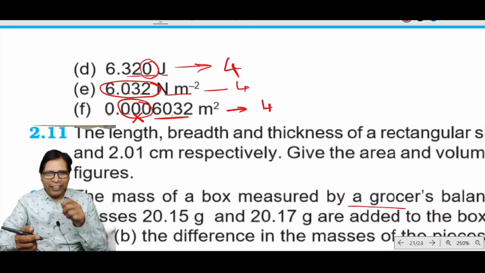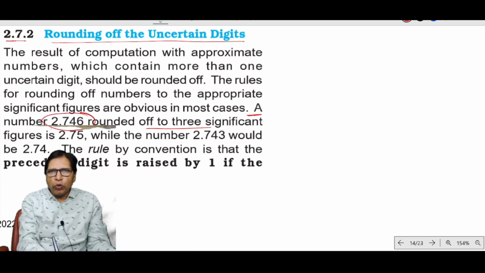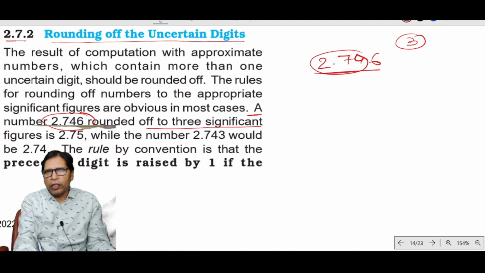Okay, next. Now, rounding of the uncertain digit of a significant figure. A number 2.746 is rounded to 3 significant figures. First of all we take 3 figures, so this is 2.74. After 4, there is a 6, more than 5, so 1 is added here. So the number becomes 2.75.